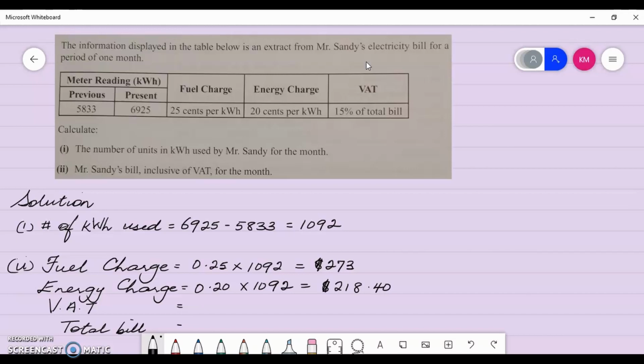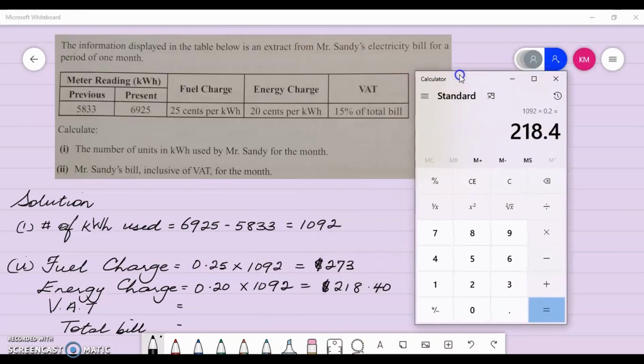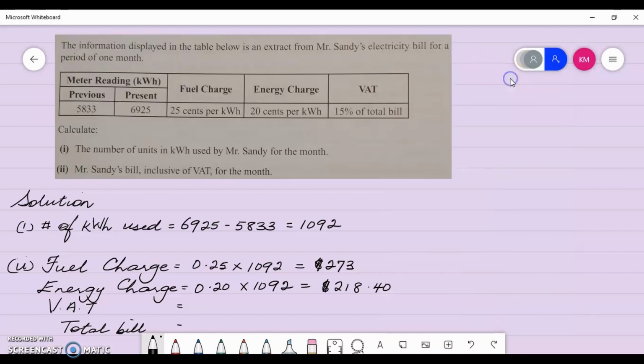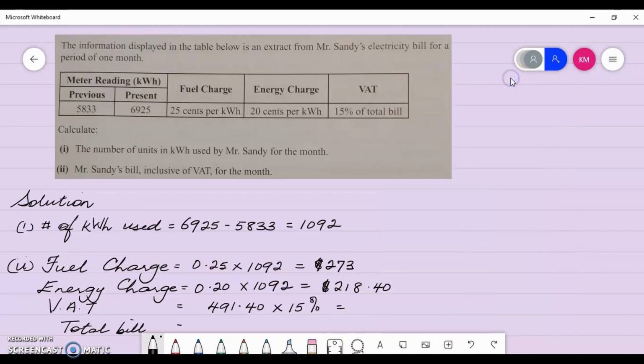The VAT now is going to be charged on those two figures there. So I need to add those two figures. And I'm going to get $4.91. And VAT is going to be 15% of that. So let's calculate VAT. I just multiply that by 15 and then divide it by 100. It's going to be $0.74.